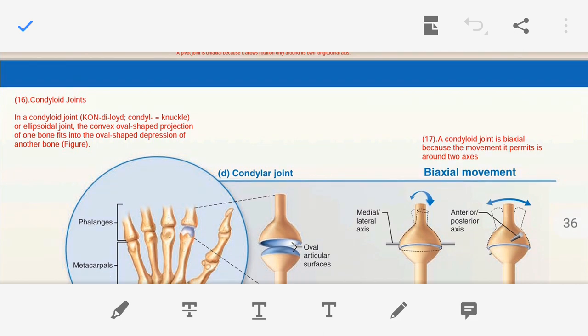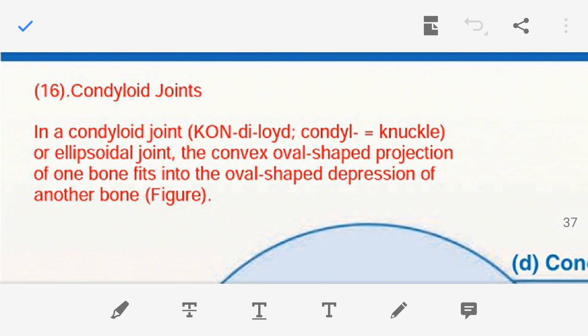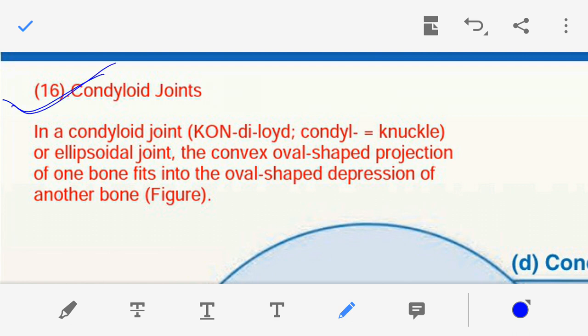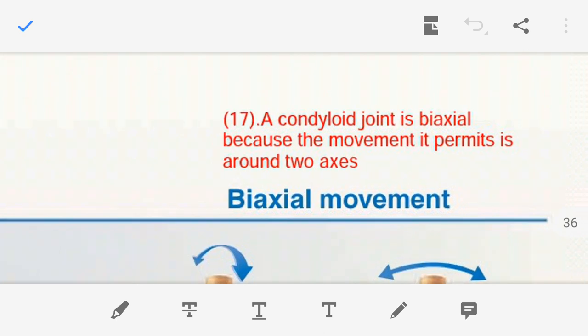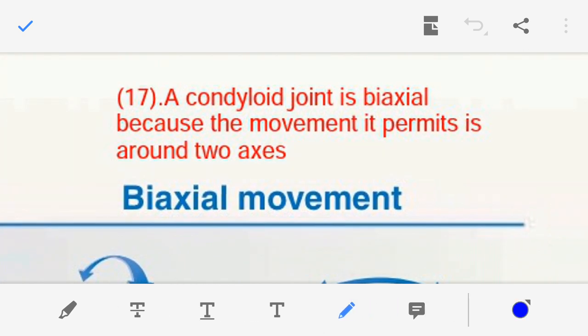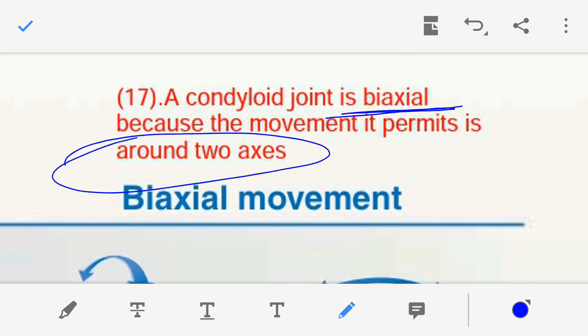Now the next type, condylar joint. Condyle means knuckle. This joint is also known as ellipsoidal joint. Now in this type of joint, two bones are participating. One bone has a convex oval shape projection and the other bone has an oval shape depression. Condylar joint is biaxial, that is, the joint permits movement around two axes.